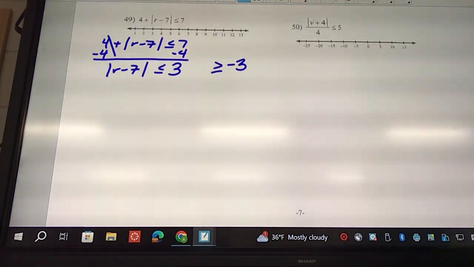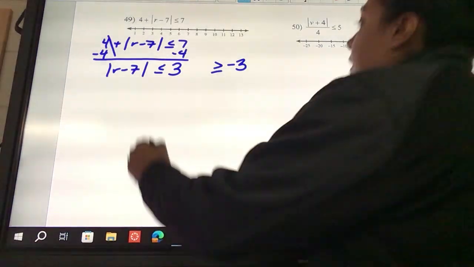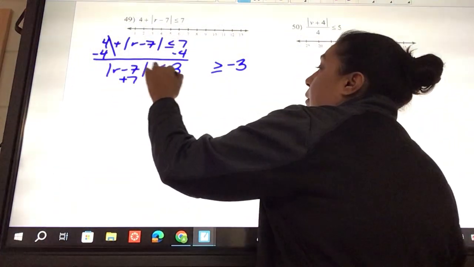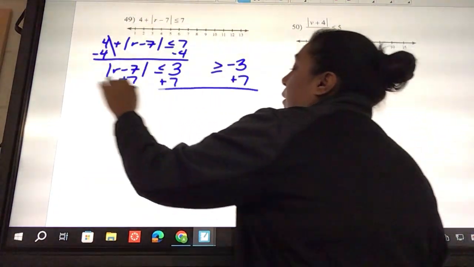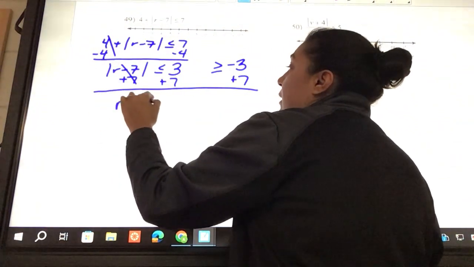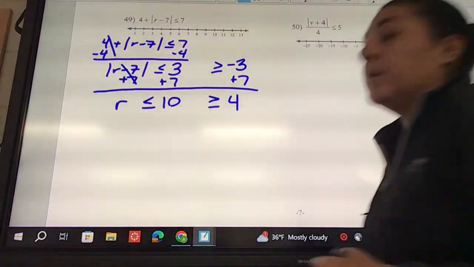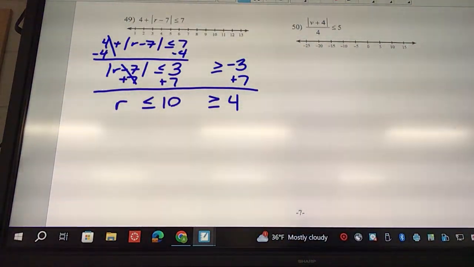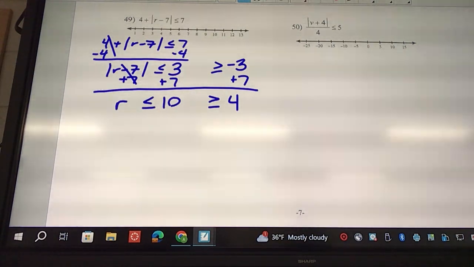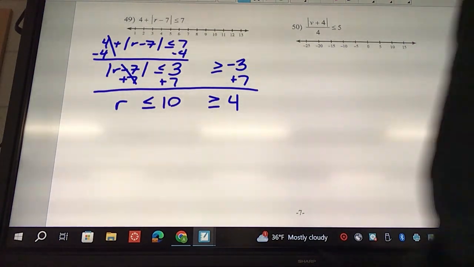Okay, what needs done now? Plus 7. Do we need to flip our signs? No. When do we flip them? When we divide or multiply by a negative. So, are our dots open or closed? They're both closed, so 4 and 10 are going to be both closed.